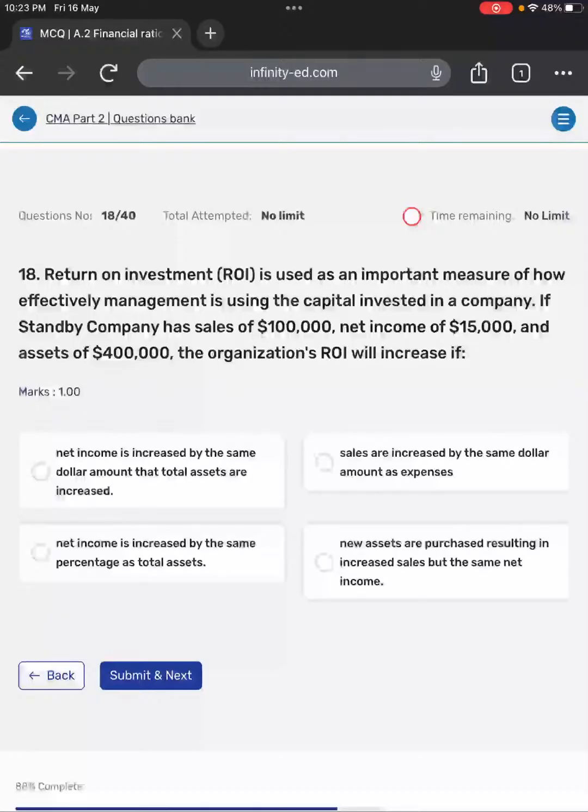Option D, new assets are purchased resulting in increase in sales but the same net income. It means the asset increases, net income remains the same. Return on investment decreases, not correct. So question number 18, option A is the possible correct answer, the other options are not correct.